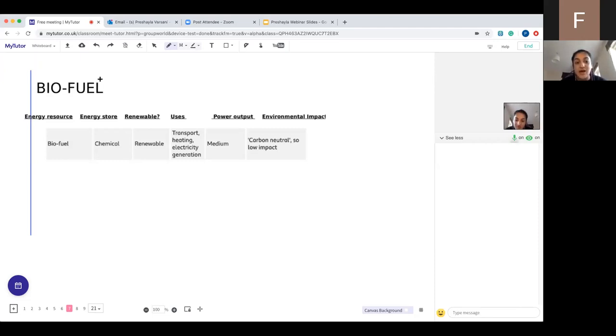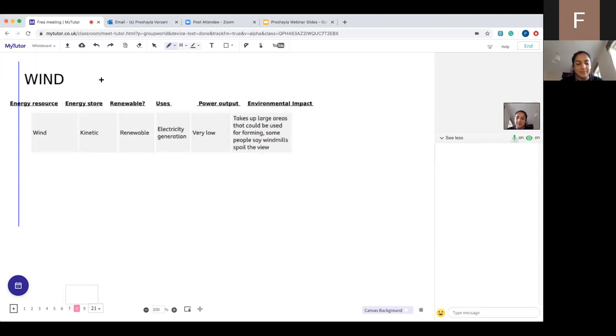The uses are wide, so transport, heating, electricity generation. Although it is just biofuel, it actually does have a lot of uses. The power output is medium, and the environmental impact is carbon neutral, so low impact, meaning that it doesn't reduce any carbon, release any carbon.